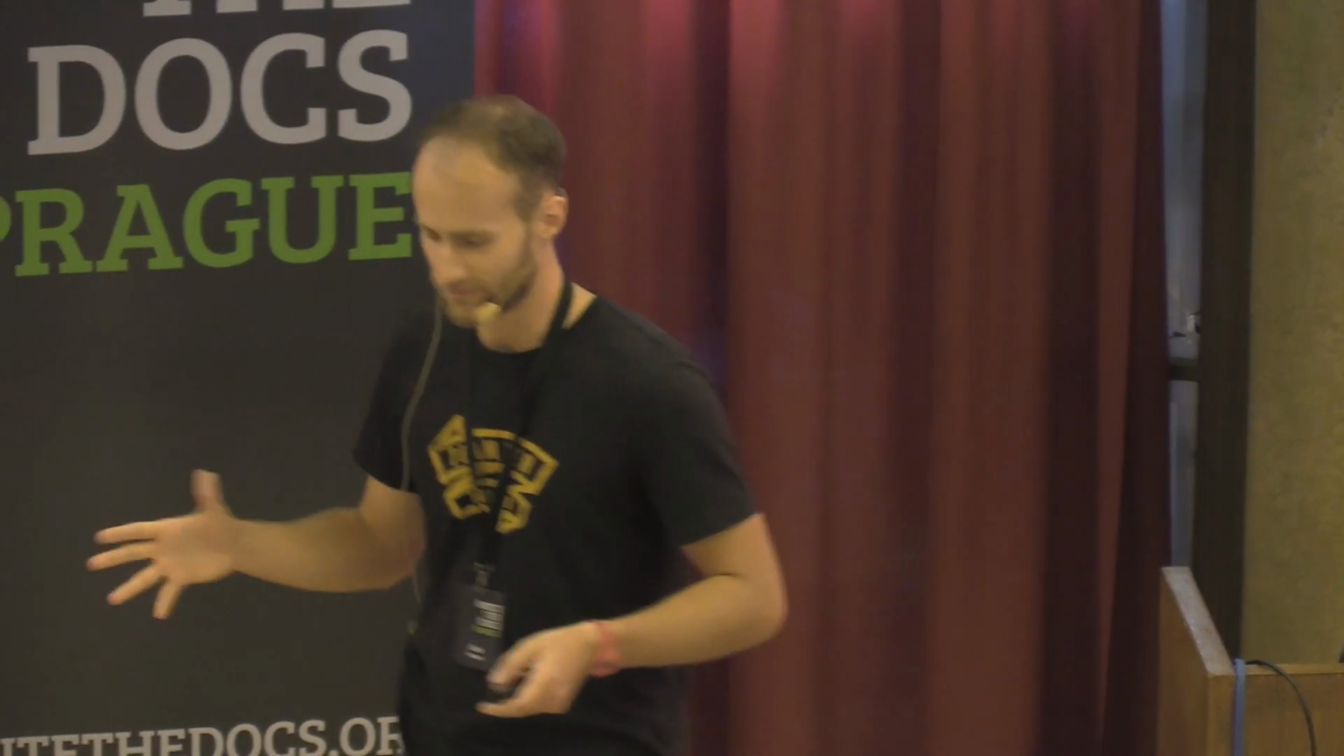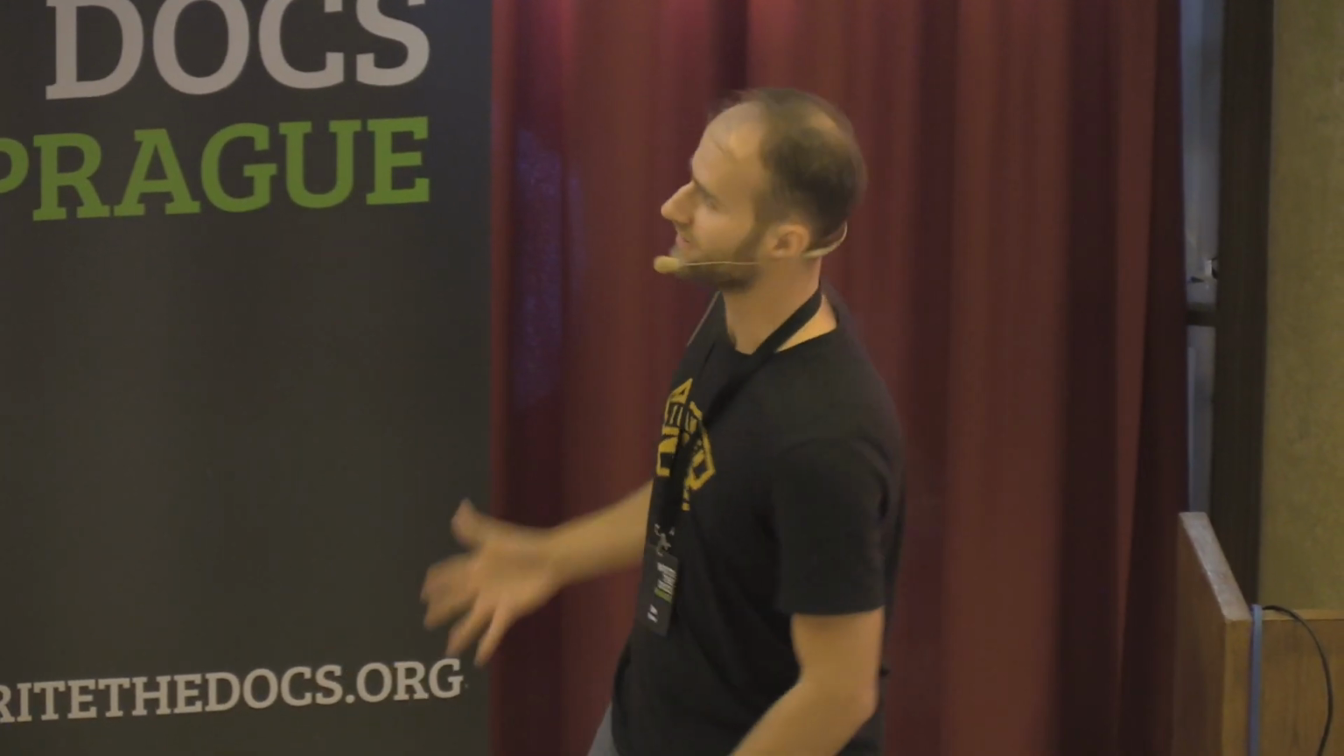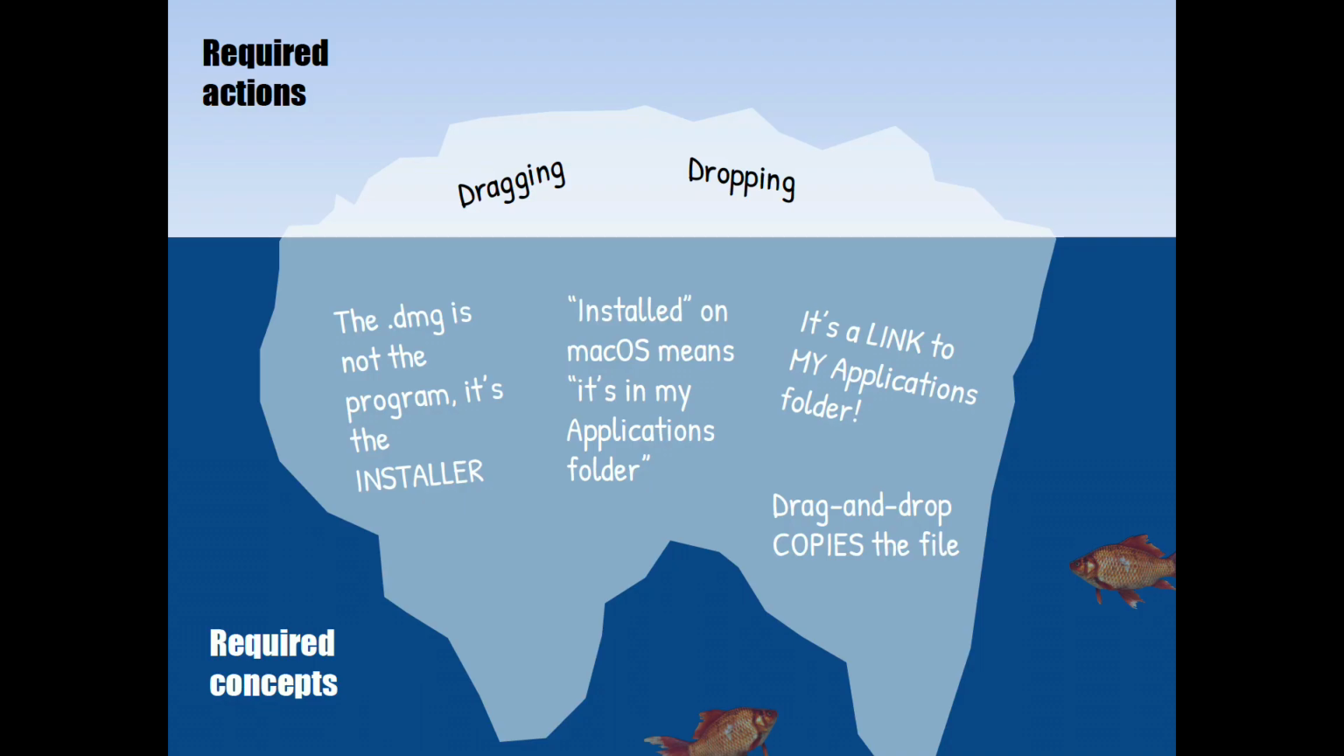So getting more specific here, what concepts am I actually talking about? What I've tried to draw out here are, in probably too much detail, all of the things that I required in order to use this disk image format successfully. So at the top, you've got the actions, the kind of highly visible things, dragging and dropping, the things that babies can do. And they're kind of the tip of the iceberg, really.